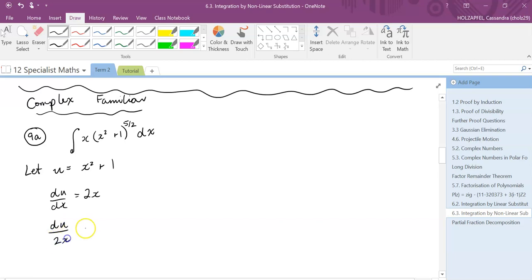So du over 2x is going to be equal to dx. So we can substitute these values in now. So we have x times u to the power of 5 over 2 multiplied by 1 over 2x du. Okay, so these are now going to simplify, and that's just going to simplify to 1 over 2. And all we need to do now is find the integral of u to the power of 5 over 2 du.